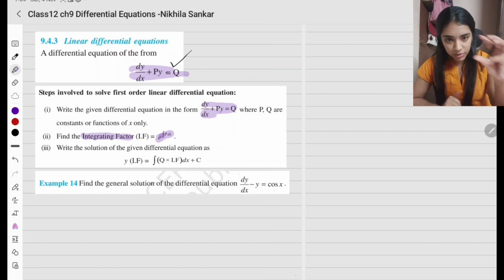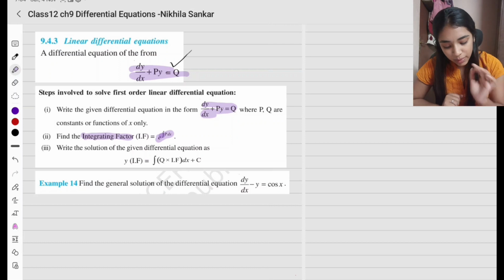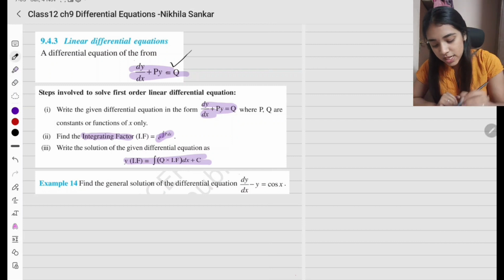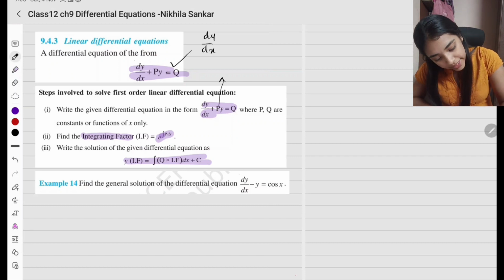First step is to write it in that form, find what p and q are, and then find the integrating factor. After doing that, your solution is going to be of this form. You substitute: y times the integrating factor equals integral of q times the integrating factor dx plus c, the constant. Okay, when you integrate, a constant comes. Now what do you see here? You see that dy by dx plus py equals q. So if you have a y here, you have a y here.